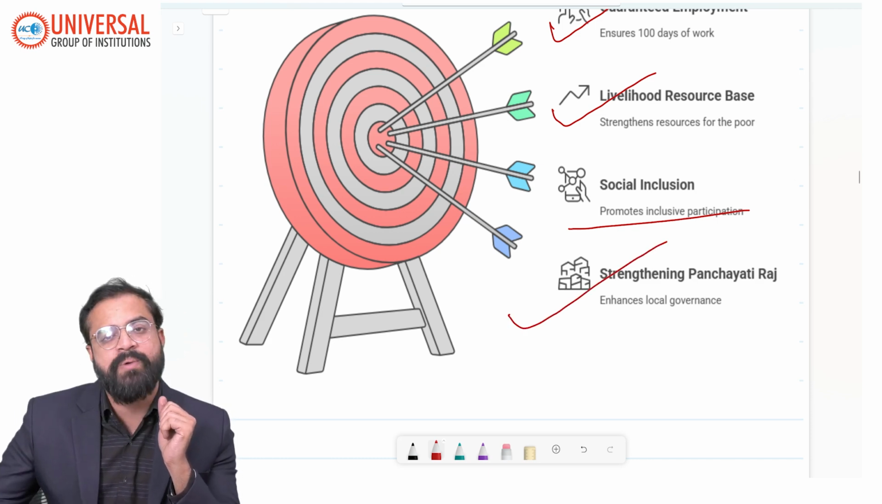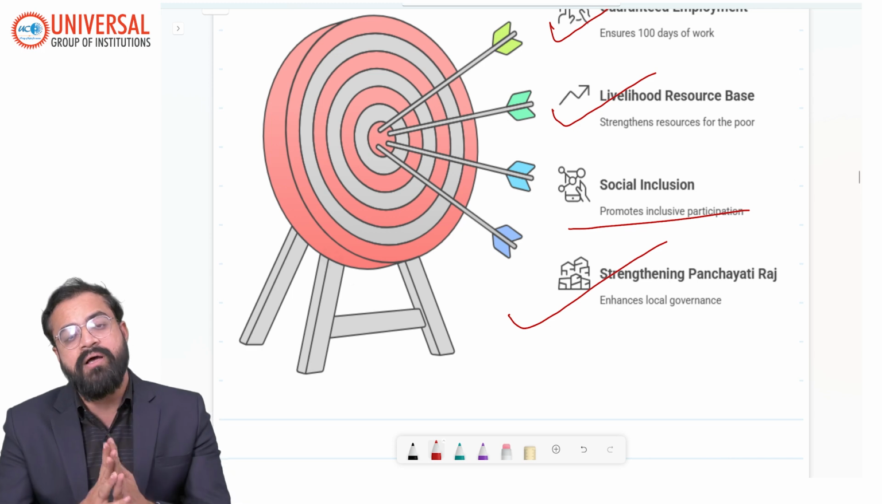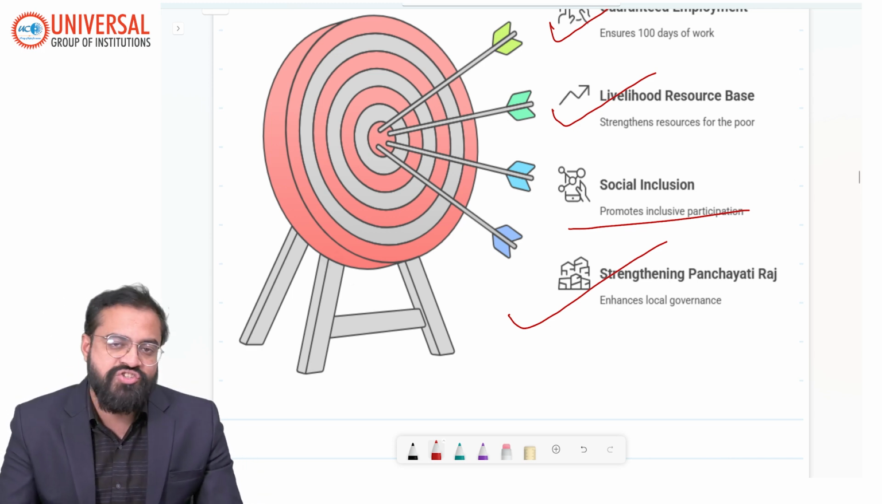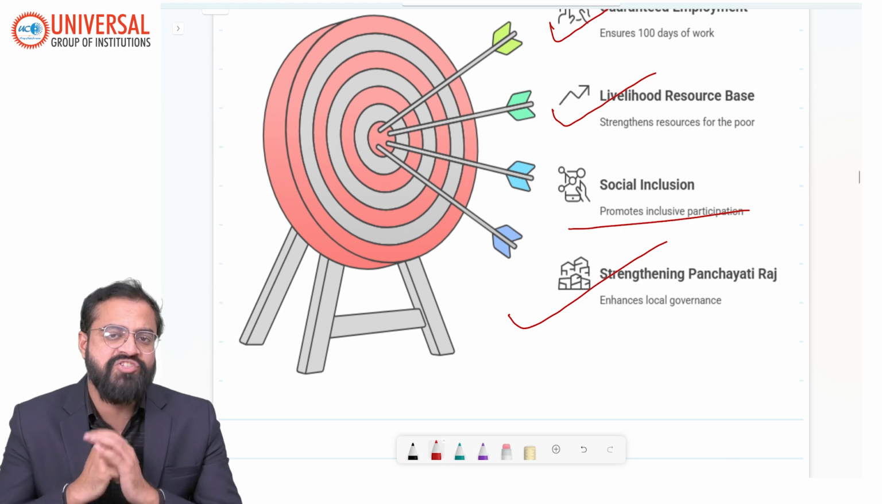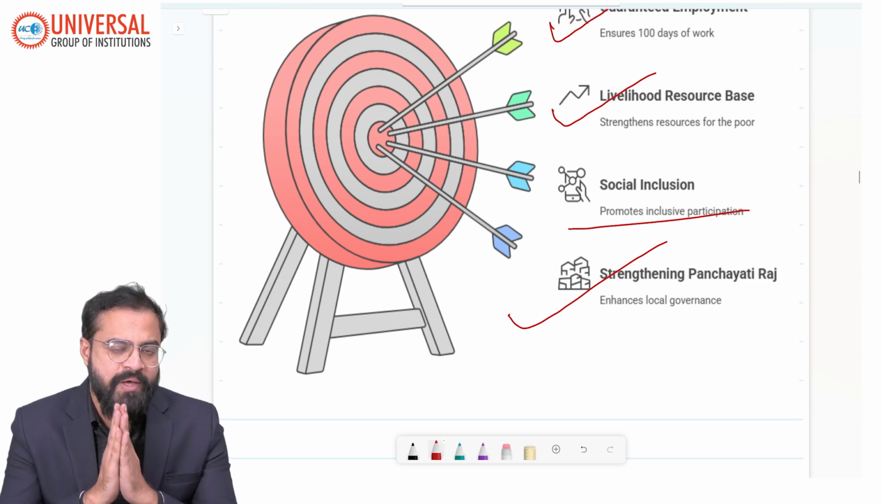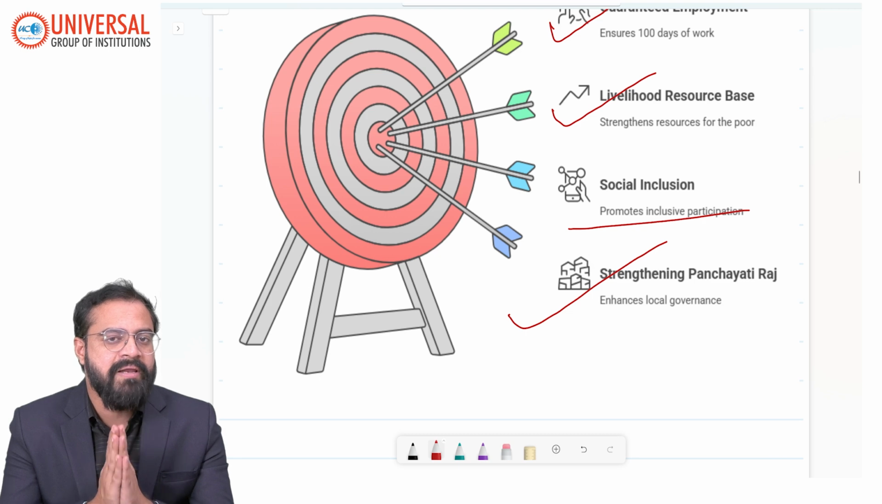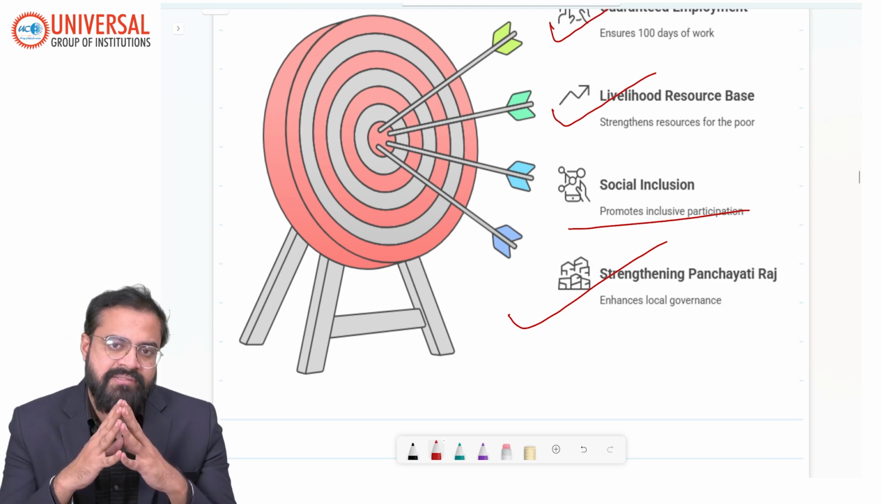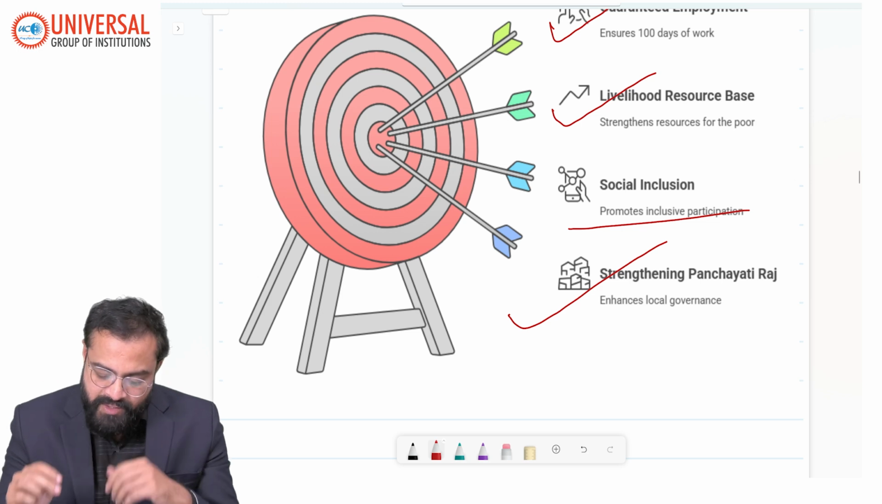The last aspect is strengthening the Panchayati Raj institutions. That means the Panchayati Raj institutions have been envisaged a greater role in the implementation of this project, be it selecting the project as well as the implementation of this particular project.